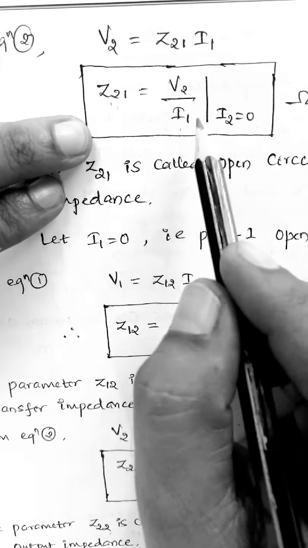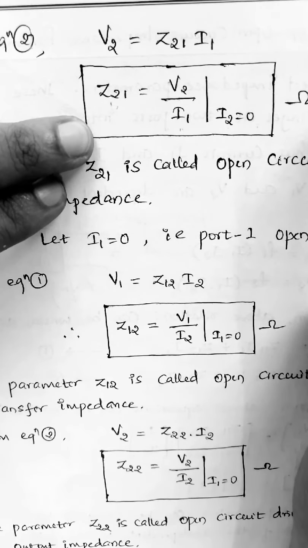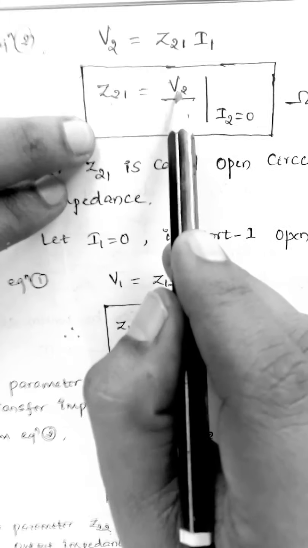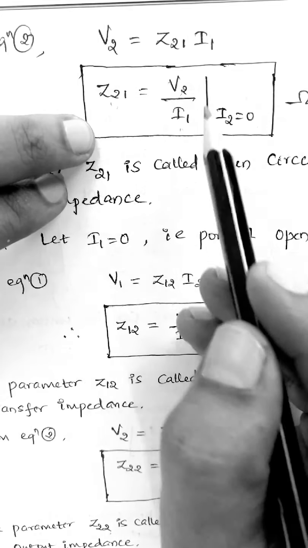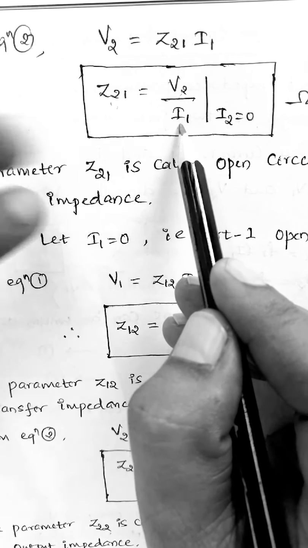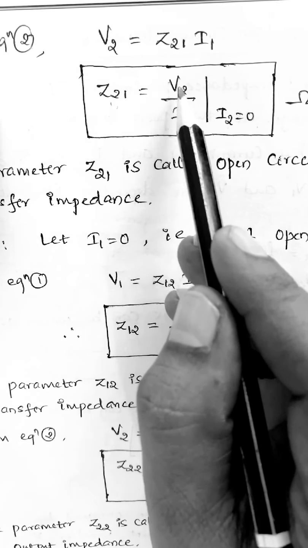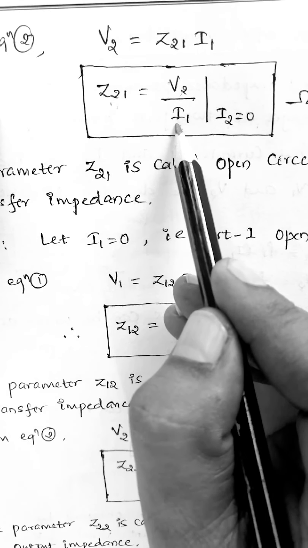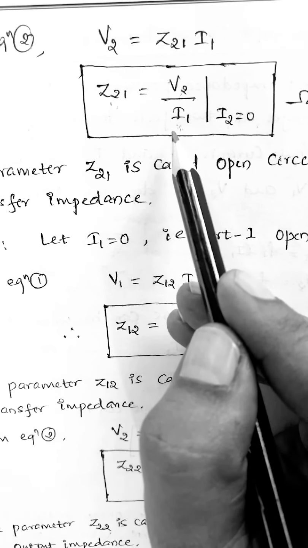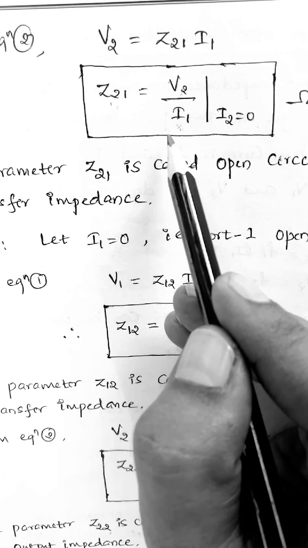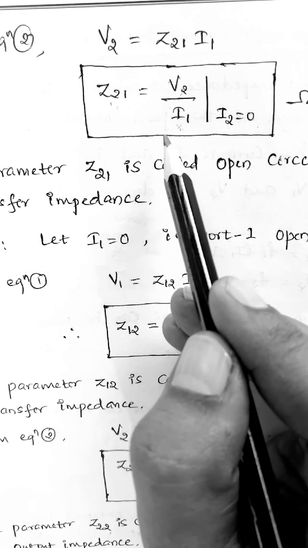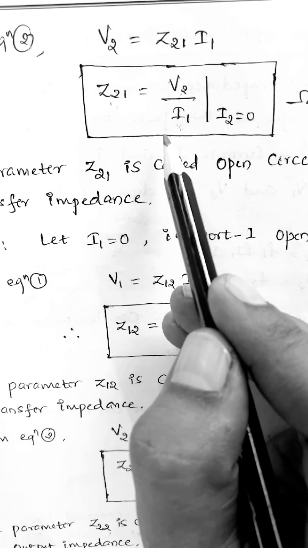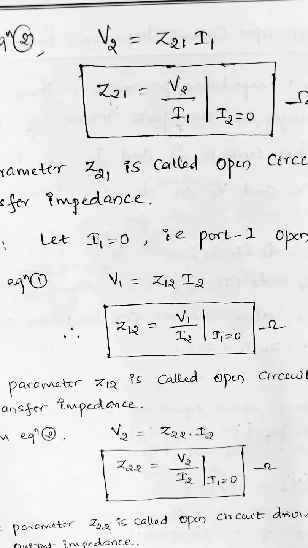Hence, observe here, it is also V by I, and the SI unit is ohm. Now, V2 is the parameter present at the output port, and I1 is the parameter present at the input port. So the parameter of the output port divided by the parameter of the input port, that relation is called a forward transfer. Output parameter divided by input parameter is called forward transfer. Okay, this point you have to remember.